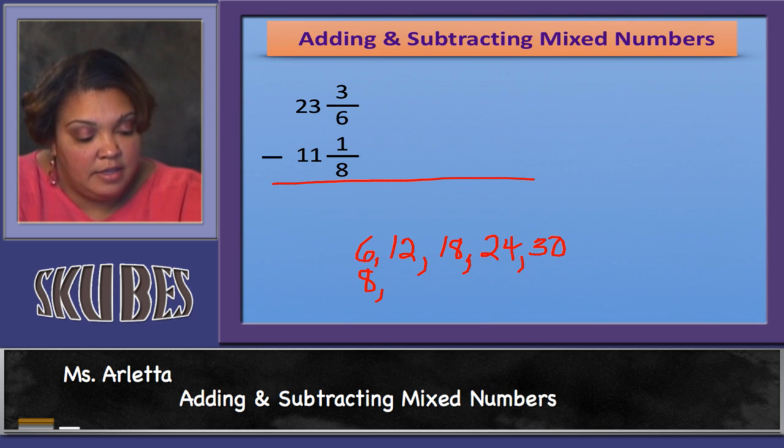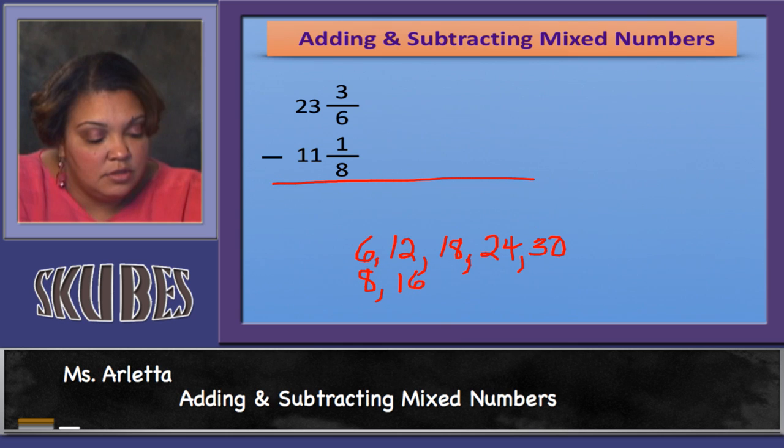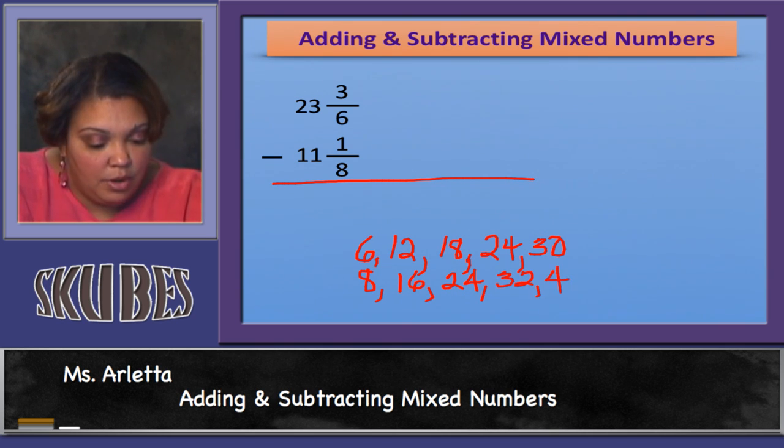Now let's move to our 8. 8 times 1 is 8. 8 times 2 is 16. 8 times 3 is 24. 8 times 4 is 32. And 8 times 5 is 40.